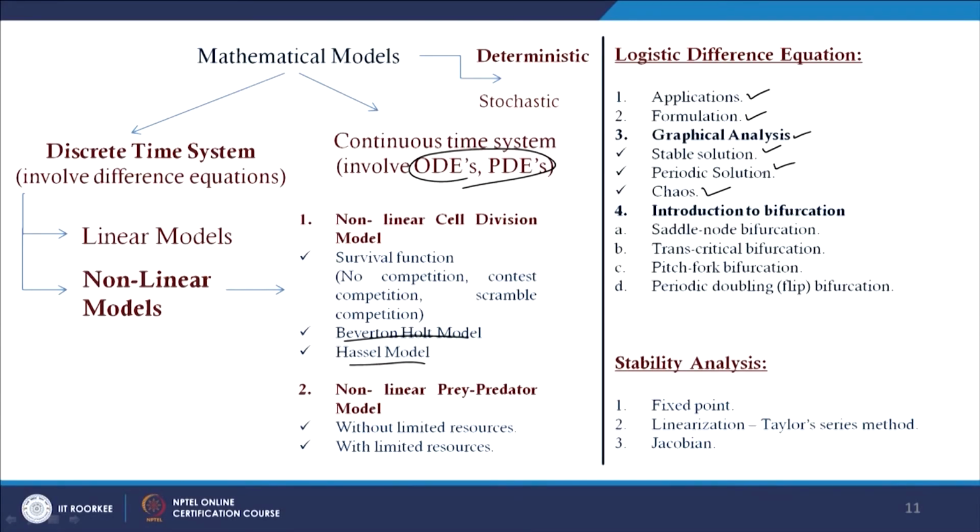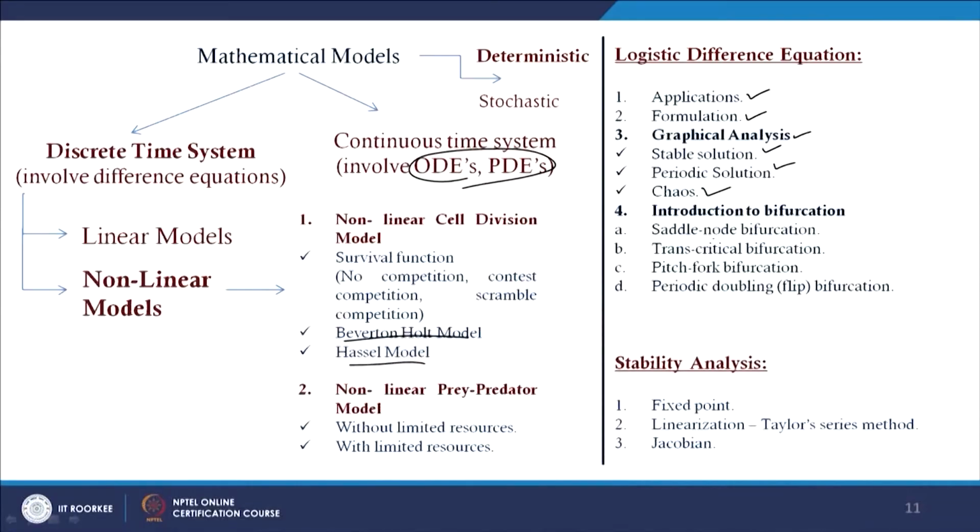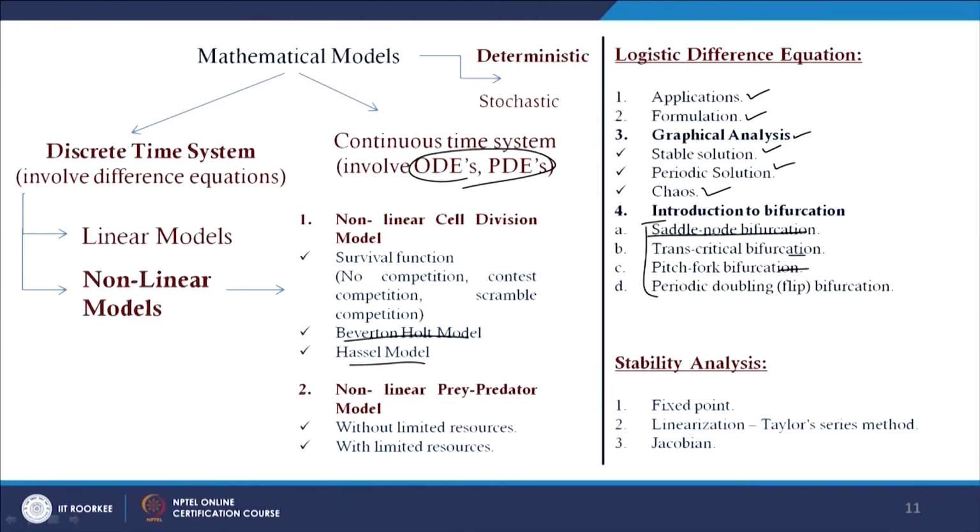Then we introduced bifurcation, the different classes of bifurcation, and how they are included in physical problems. The first is the saddle node bifurcation, then transcritical bifurcation and pitchfork bifurcation. Whatever other bifurcations are discussed or studied are based on these bifurcation methods. The last one is the period doubling flip bifurcation we discussed.